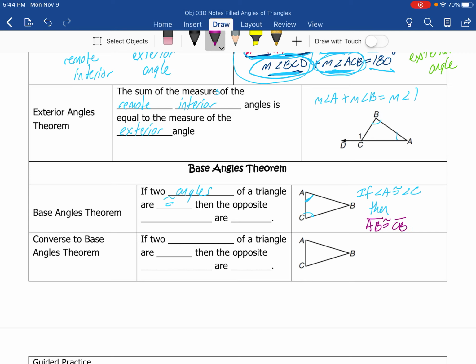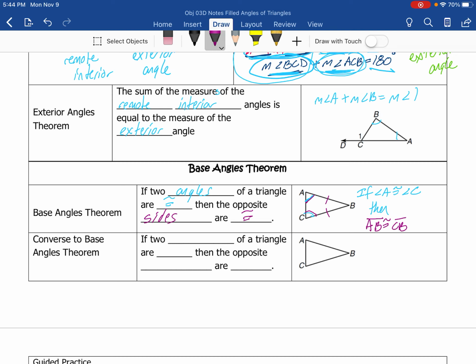Okay, because we talked about the bigger the side, the bigger the angle. Well, what if the angles are the same? These two angles are the same, so these two sides have to be the same. So if two angles of a triangle are congruent, then the opposite sides are congruent.